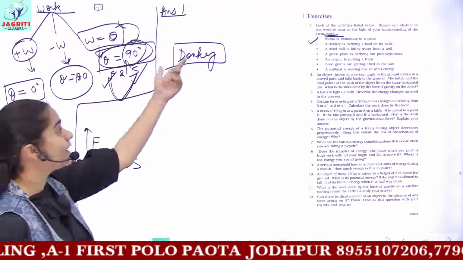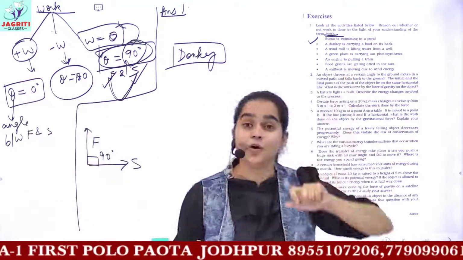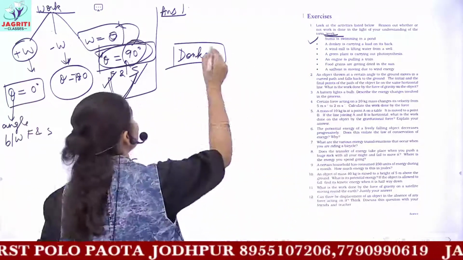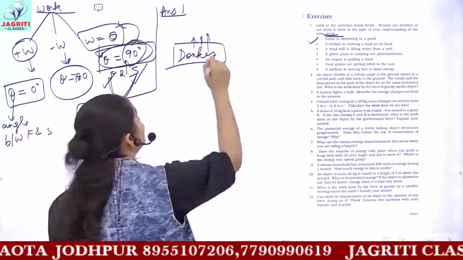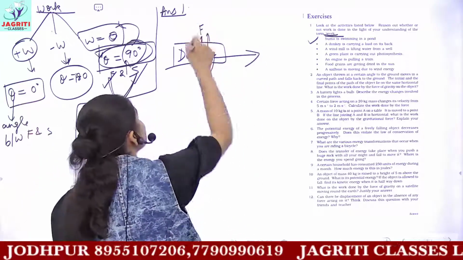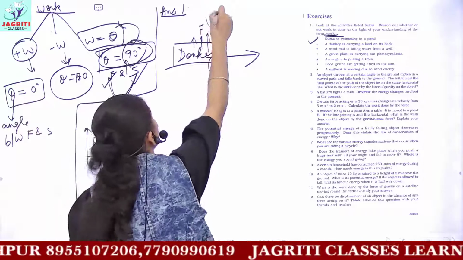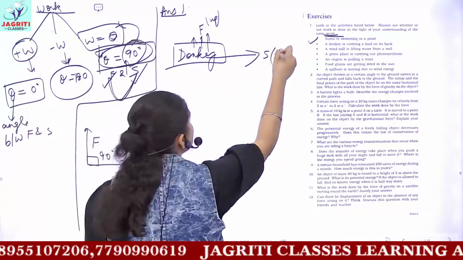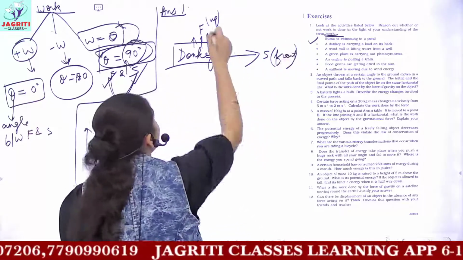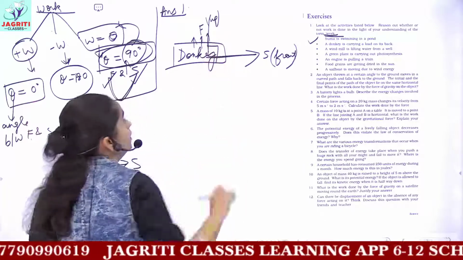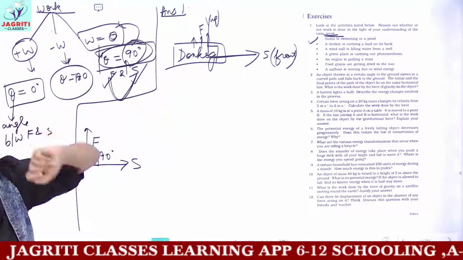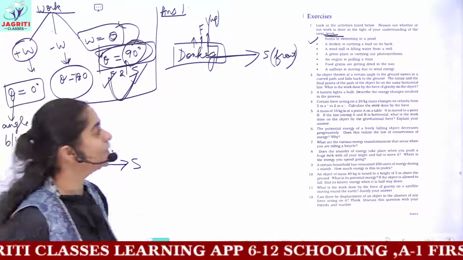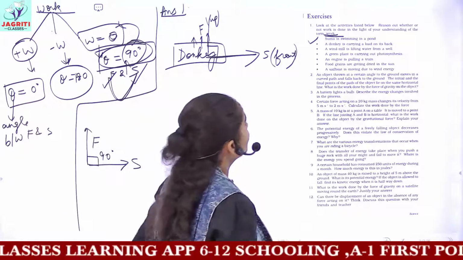In the similar manner, the donkey is carrying a load. No doubt, the donkey is applying force on the load, okay? But he is moving. The force is in upward direction and his displacement is to the front side. And because the angle between force and displacement is 90 degrees here, the work would be 0. Okay, I hope you understood this. Then you can do the other examples.